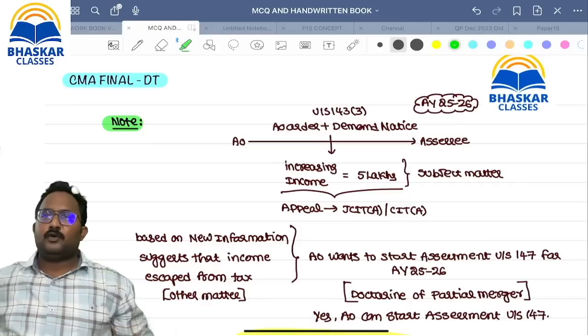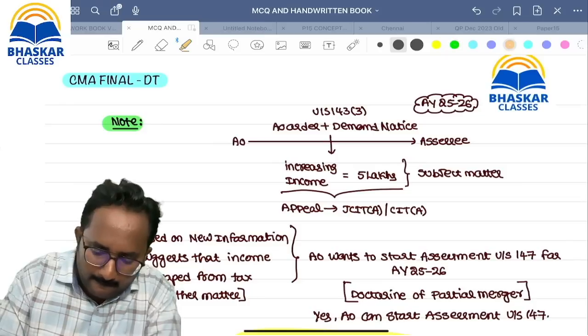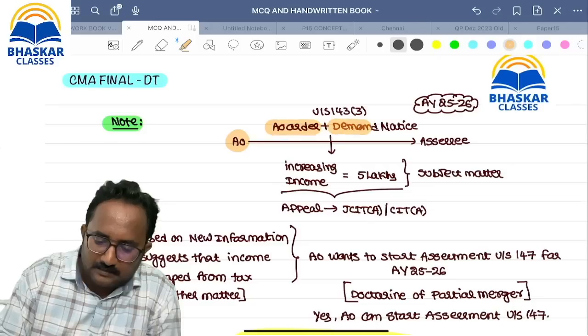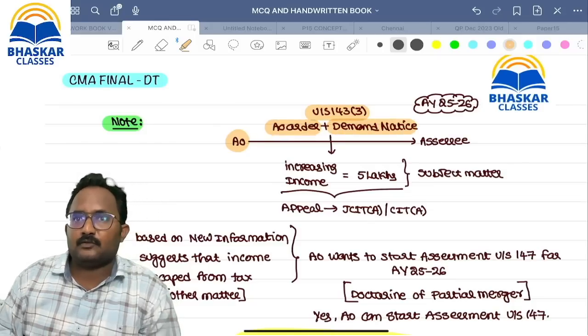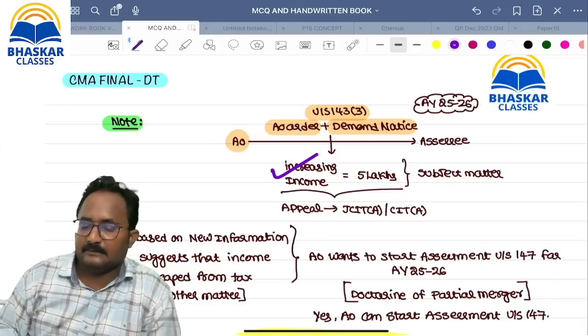So this is important for exam question purposes. We are doing this discussion. AO, yes, please listen. Given an assessment order with a demand notice under section 143(3), a scrutiny assessment order given along with the demand notice, we are increasing some income in the assessment.